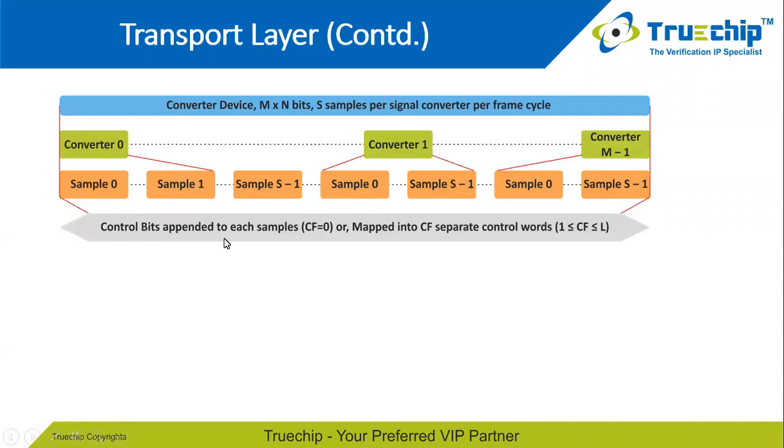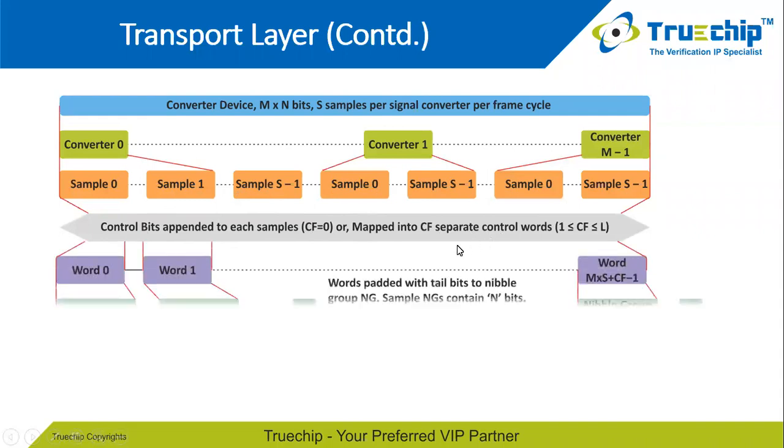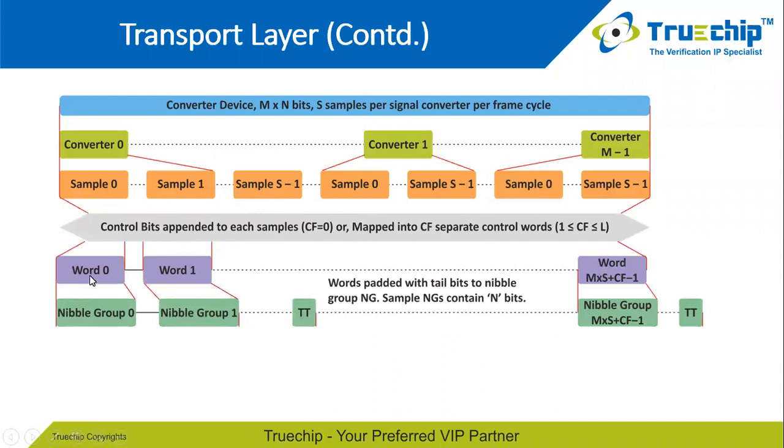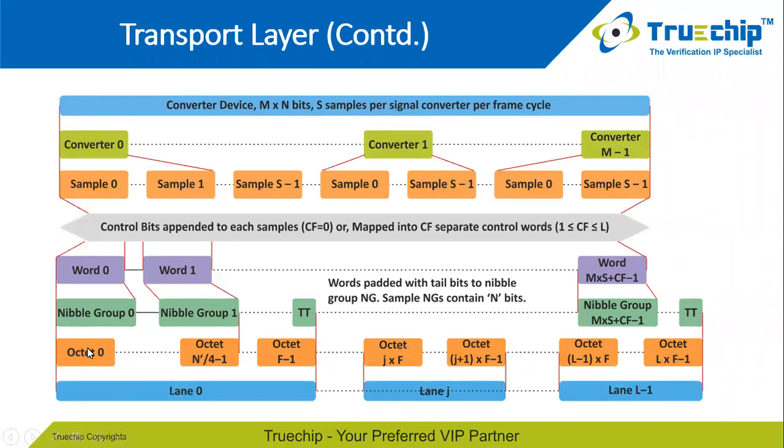Now, CS number of control bits are either appended after each sample to form a word with N plus CS bits, or they are grouped into a separate control word. If each word formed in the previous step does not contain a total number of bits in a multiple of 4, then it is extended into the next smallest neighbor group by appending tail bits. Now, after this step, if the total number of bits for each lane is not a multiple of 8, then again tail bits are appended, as you can see in the diagram. Now, the total number of bits obtained after the last step is regrouped into F number of octets. These F octets are transmitted by the transport layer on each lane. So this is the complete process of converting data samples into frame data.